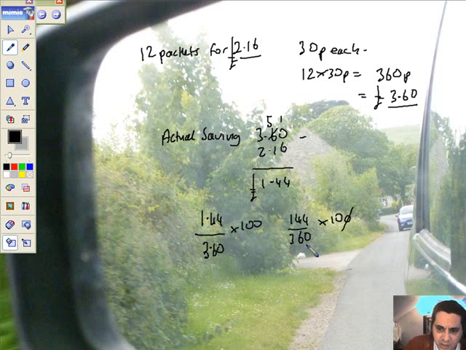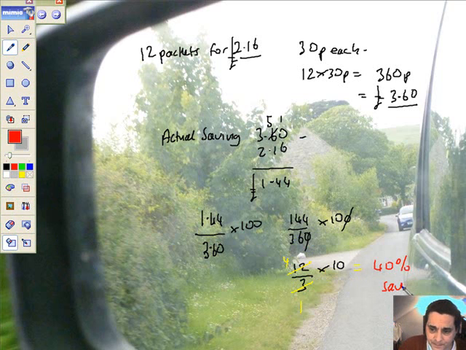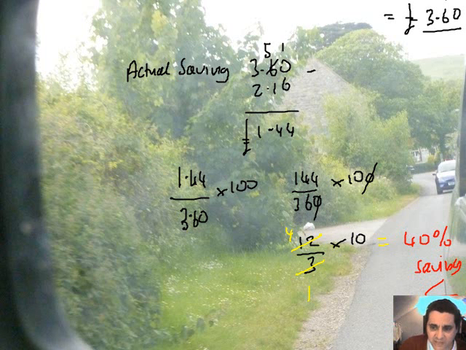We can lose some zeros like that. I think 12s go into 144, don't they? 12s into 144 go 12 times. 12 goes into 36 3 times. Again, times 10. Again, I didn't do it in one step. I can now see ever so easily that 3 goes into 3 once, 3 goes into 12 4 times. So 4 times 10, let's go red, 40% saving. Alright? So that's absolutely brilliant.